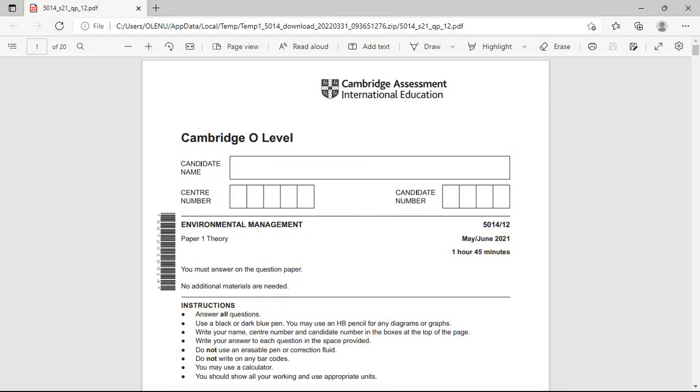a Cambridge O-level Environmental Management paper. This paper is for May-June 2021, and it's for 1 hour 45 minutes. So I just want to have a quick walkthrough. I've had a lot of students sending me messages on me having a walkthrough of the O-level Environmental Management paper. So I'm going to look at that now.